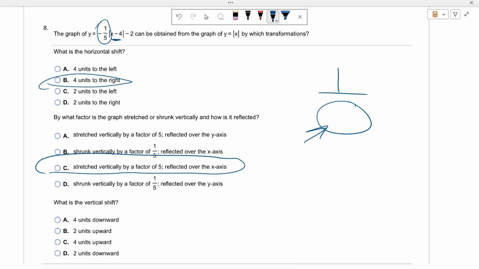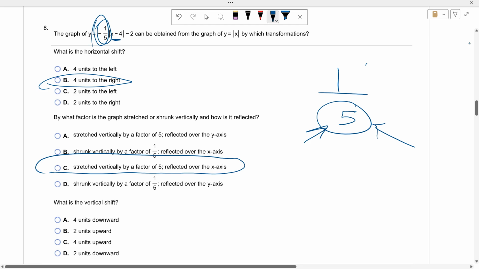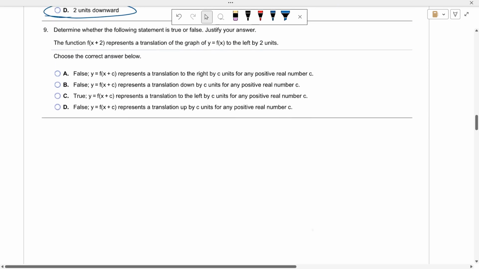Wait, so why don't they just write it like that though? Because it'll do the wrong thing to the graph if they just write it like that. So that's where it gets confusing. It's this number that you look at, not this whole thing. Okay, so this is a stretch by a factor of 5. Then it'd be a shrink of 1/4. Yep. So it's 1 over, and then that's the stretch or shrink down there. Then what's our vertical shift? 2 units down. Okay. All right.